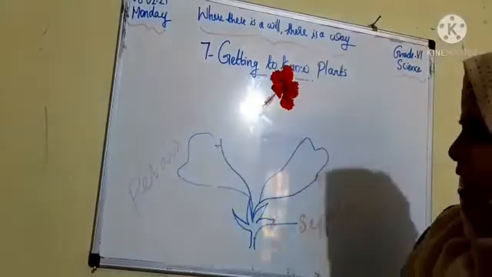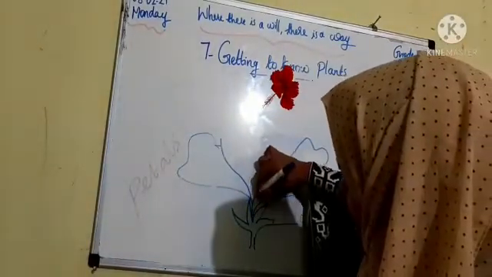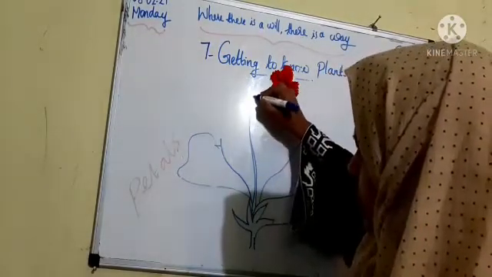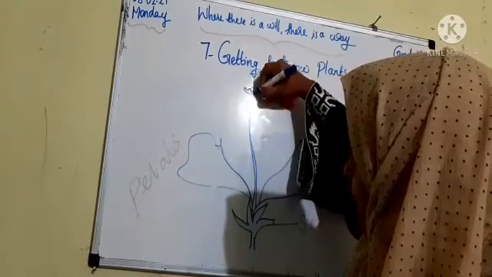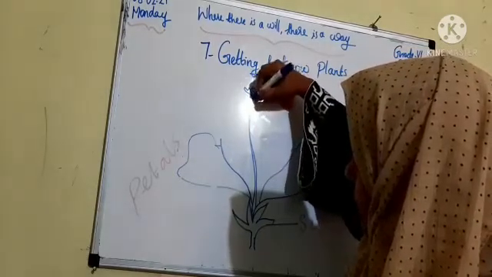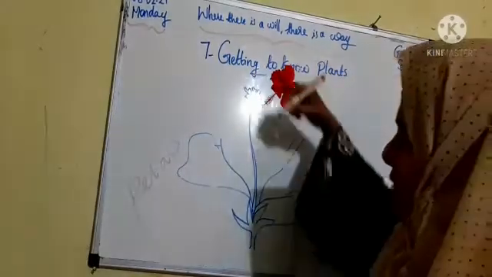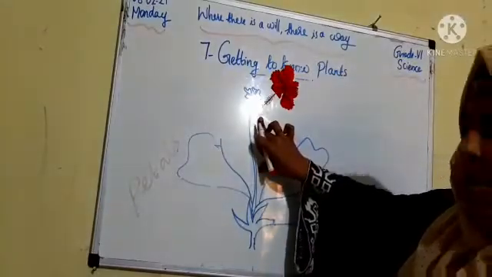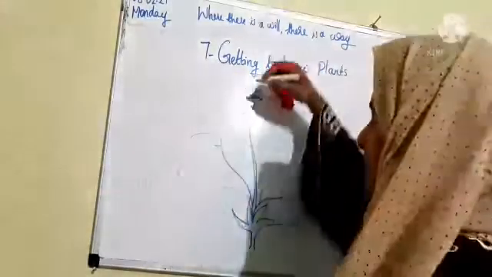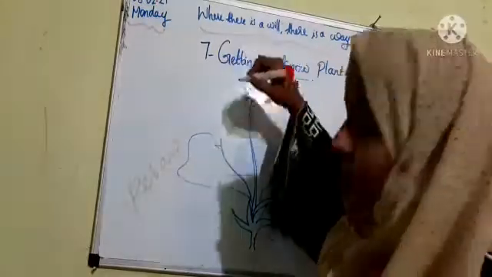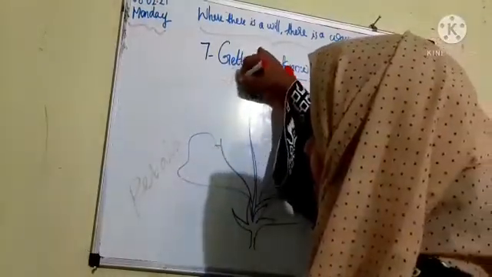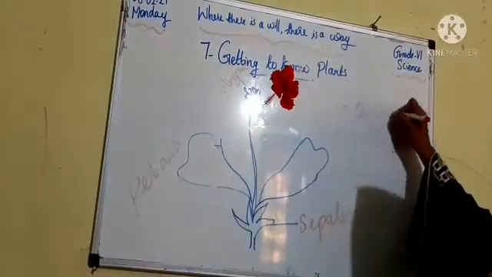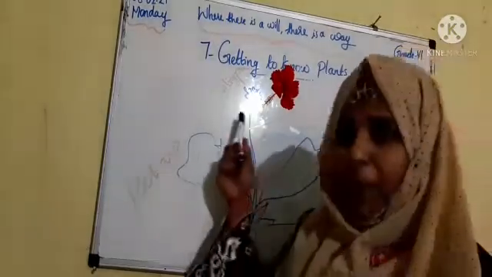Then after that, here I am going to draw a tube-like structure, and at the top of this tube-like structure we can see a small bead-like structure. This is the female reproductive part of a plant, yes, the pistil. So here are the parts of the pistil. At the top of the style we can see stigma, and the tube-like structure we call the style of a flower, the style of a pistil.